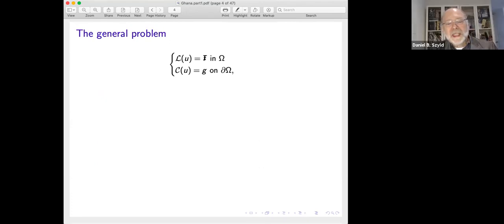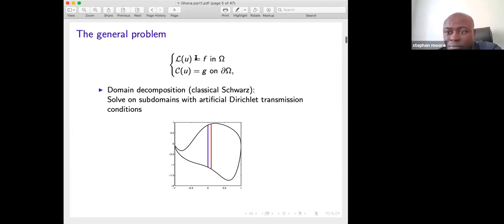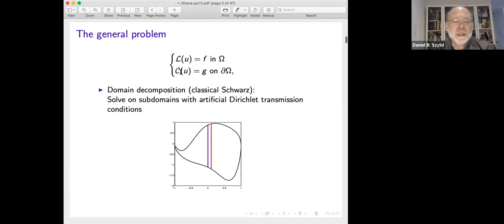Okay, so the general problem is a linear PDE with some boundary conditions. And all I ask is that the solution exists, that the domain and the equations are smooth. So what is domain decomposition? Well, let me go back to Schwarz.